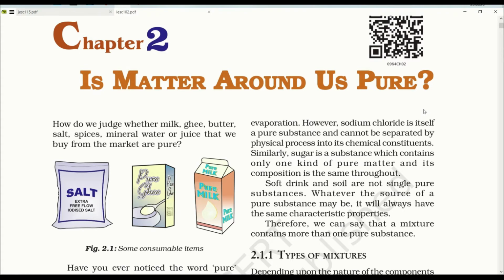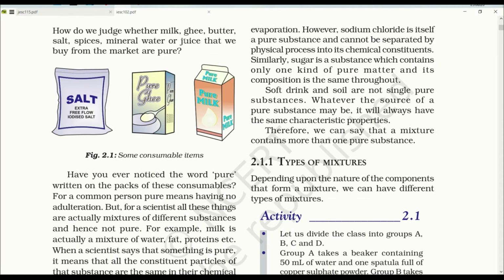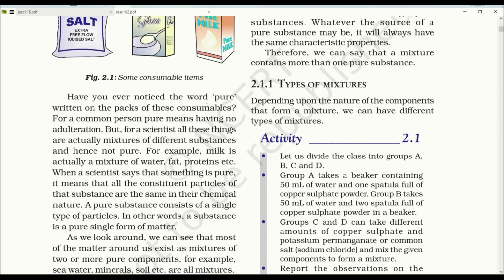Today we are going to study the second chapter from the standard 9 NCERT syllabus: Is matter around us pure? Let's go through the lesson and read some main points. How do we judge whether milk, ghee, butter, salt, spice, mineral water or juice that we buy from the market are pure? Have you ever noticed the word pure written on the pack of these consumables?